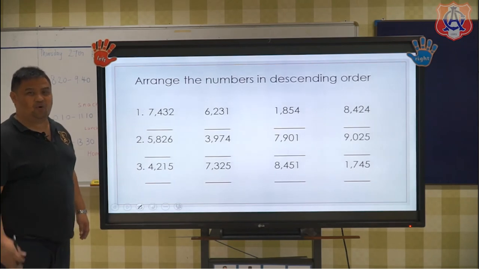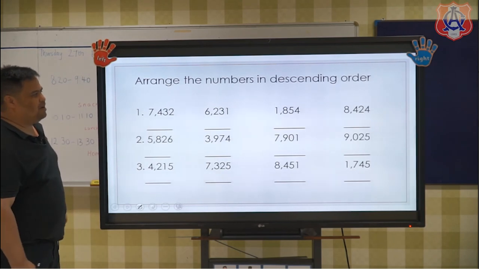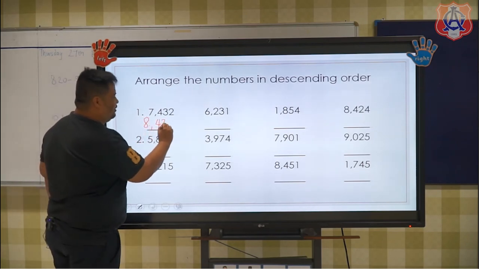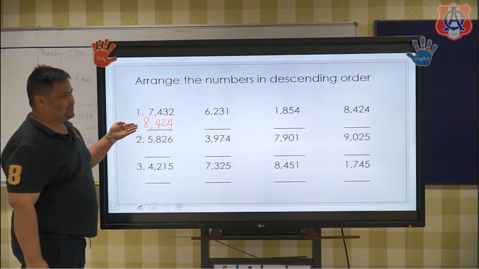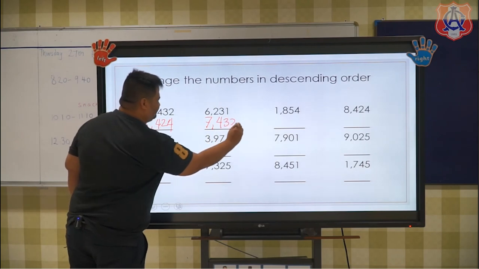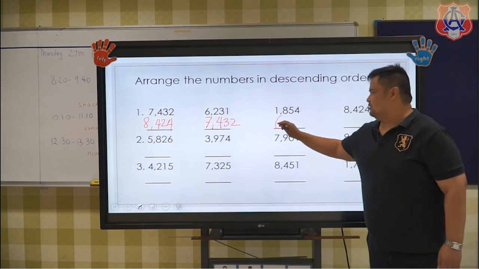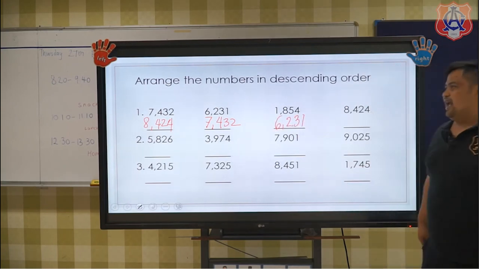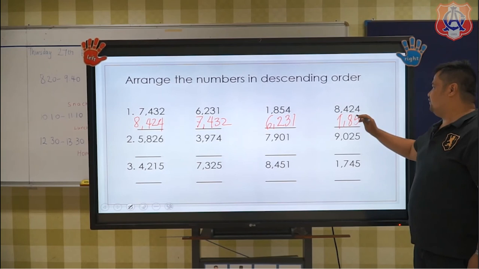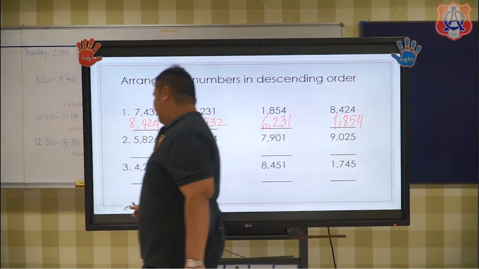This one is in the descending order from highest to lowest, or greater than to lower than or less than. Which one is the greatest? If you've answered 8,424, then you are correct because this has the biggest value or number, followed by 7,432. What comes next after 7? Then you have 6,231. And the least, of course, is 1,854.